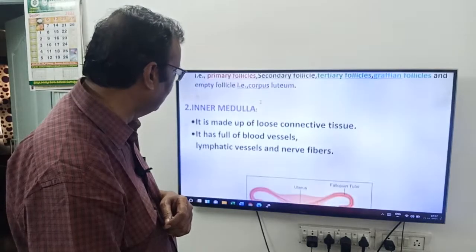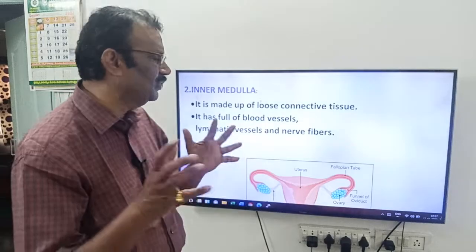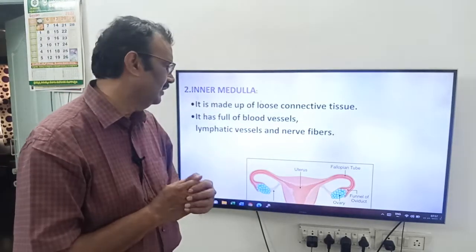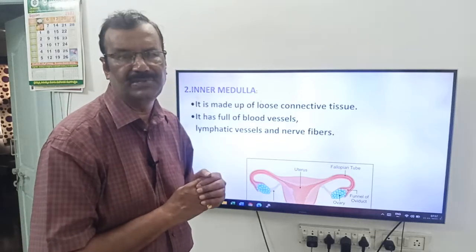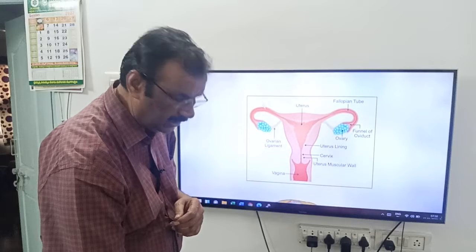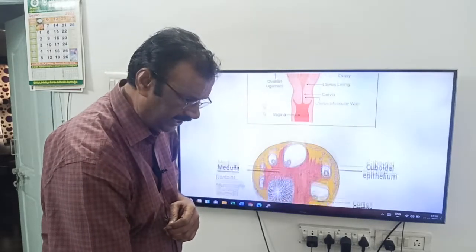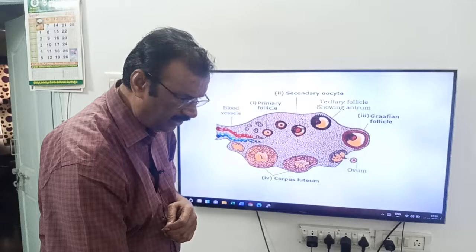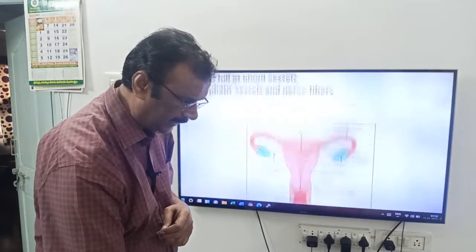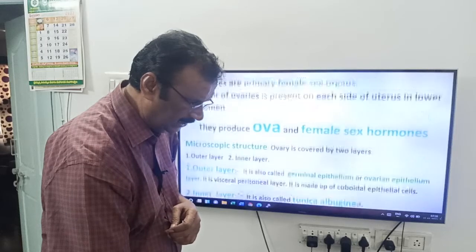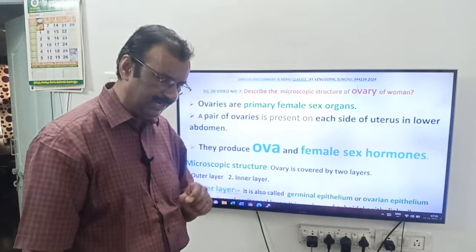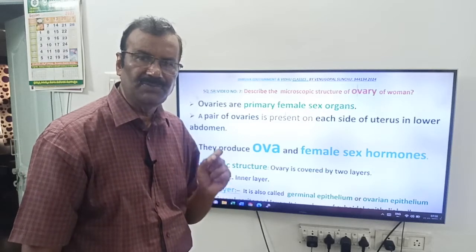Next, come to the medulla, friends. The medulla is made up of loose connective tissue. It has blood vessels, lymphatic vessels and nerve fibers. This is about what, friends? The microscopic structure of the ovary of the woman. This is from unit 5 of intermediate second year zoology. What is that, friends? Microscopic structure of the ovary of the woman.